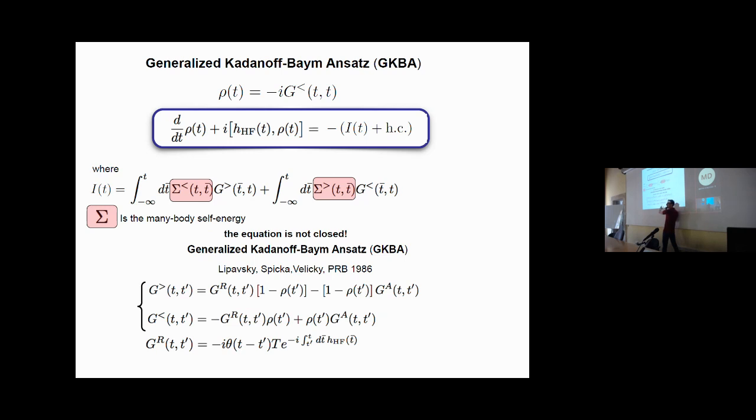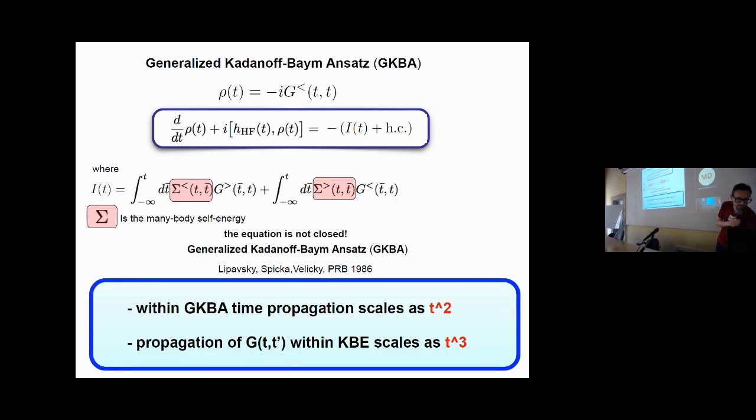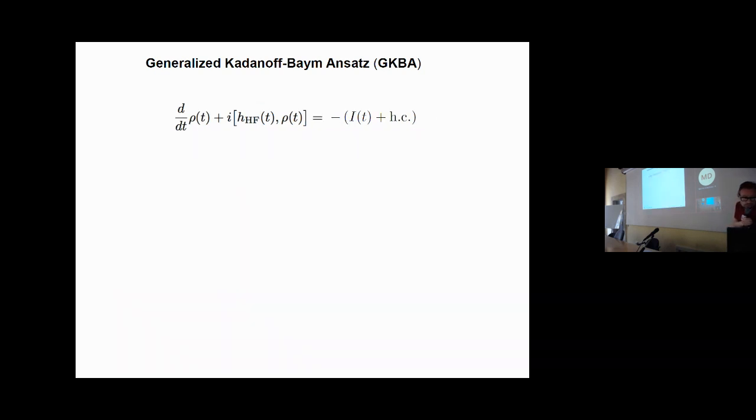And since the Hartree-Fock Hamiltonian is a functional of the density matrix only, the equations close, and we can solve them in our computer. Please notice that under this ansatz, which is called the generalized Kadanoff-Baym ansatz, the computational scaling is reduced from cubic to quadratic, and this is a huge gain, and this allows us to study realistic systems, as I will show you in a second.